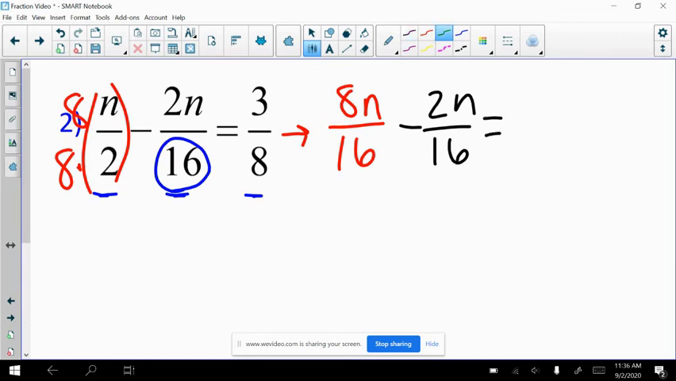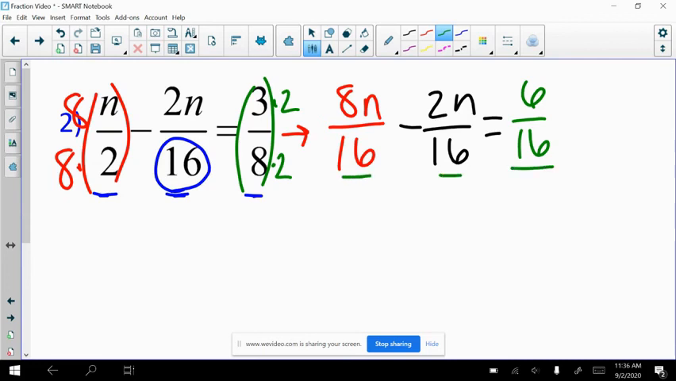Now I've got to figure out this last part, 3/8. So I look at the 8 on the bottom. How can I turn 8 into 16? I would need to multiply it by 2. So I'm going to multiply the top by 2 as well. 3 times 2 is 6. 8 times 2 is 16. Now, all my denominators are the same.